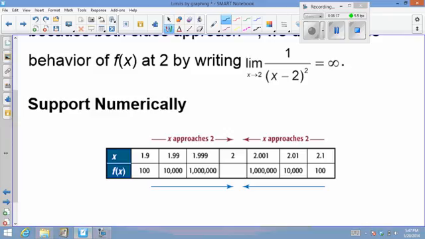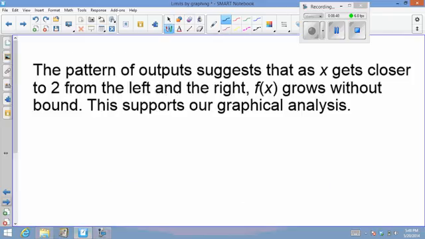And that is exactly what this says here. My table has a whole bunch of values, and as I get closer and closer to 2, that gets really, really large right in here. The same thing as x approaches from the right side, that also gets really, really large. So that shows again, mathematically, that at 2, it's going to be infinity. And that's exactly what that says too.